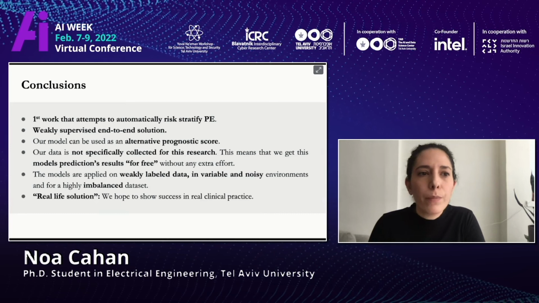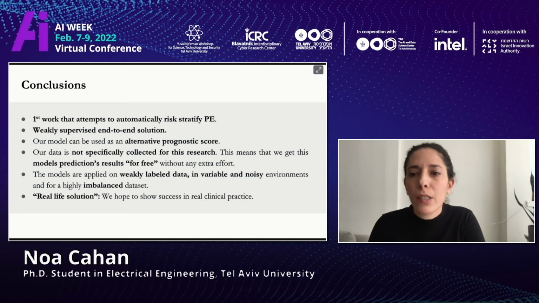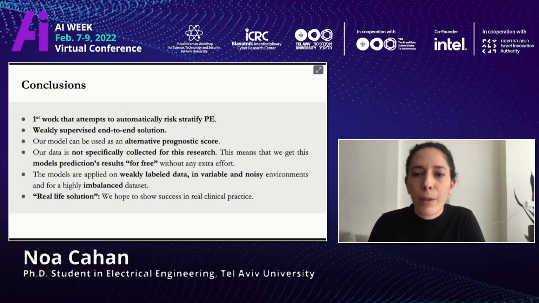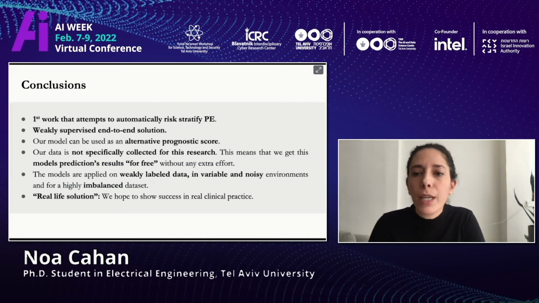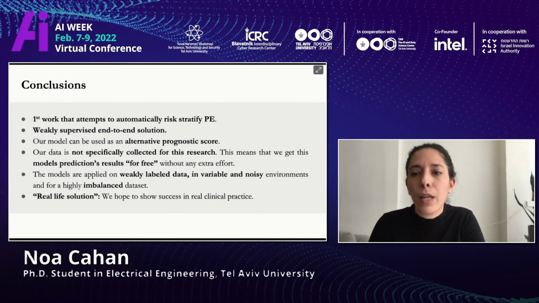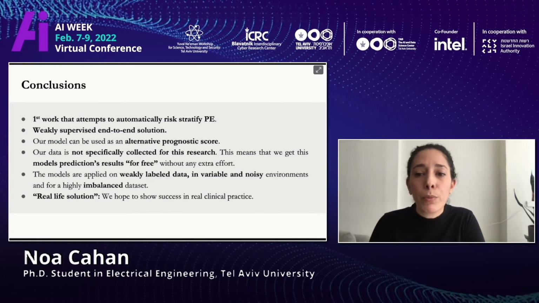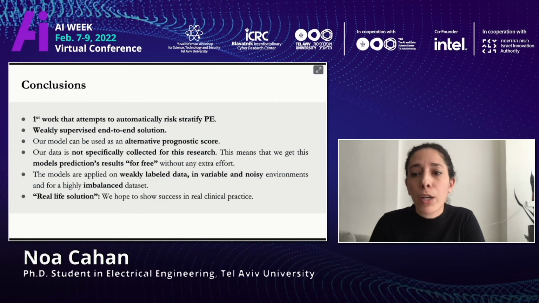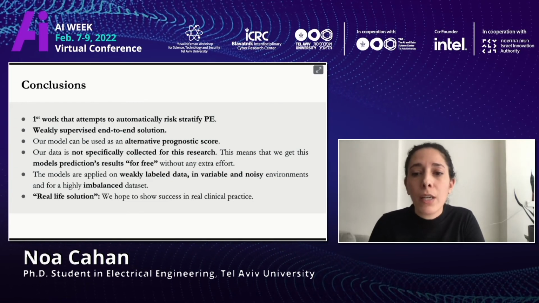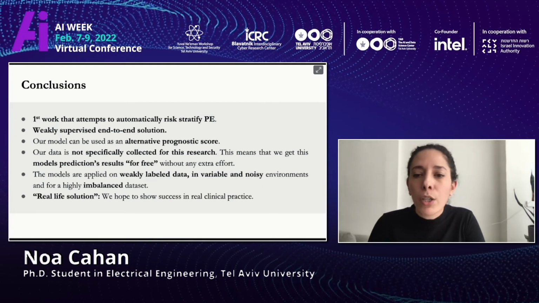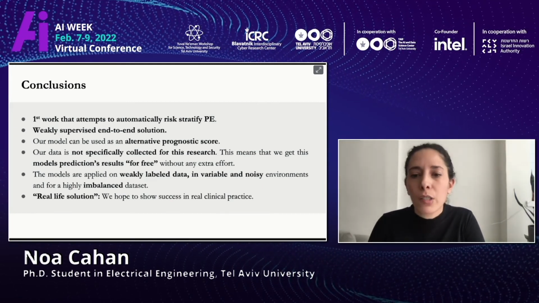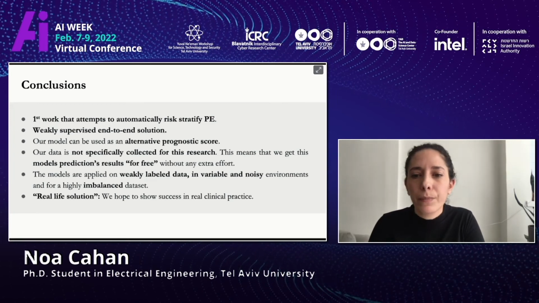To conclude, to our knowledge, this is the first work that attempts to risk stratify PE rather than detecting the clot itself. The 3D imaging scans are fed into the model as a whole, with only minimal pre-processing and with no additional markings or even slice-level annotations, making this method exceptionally weakly supervised. Our model can be used as an alternative prognostic score, achieving competitive results.